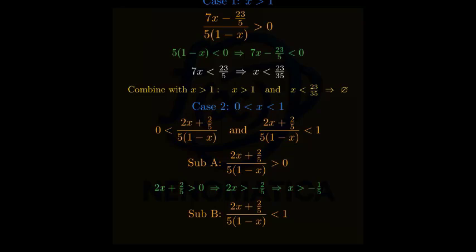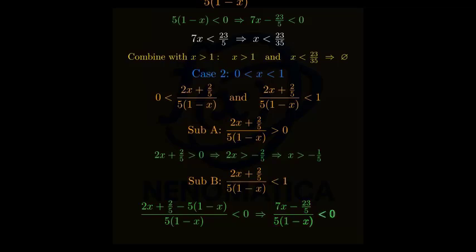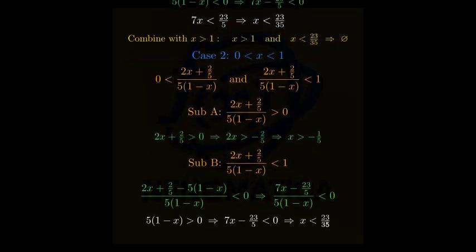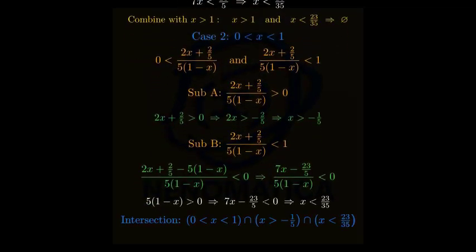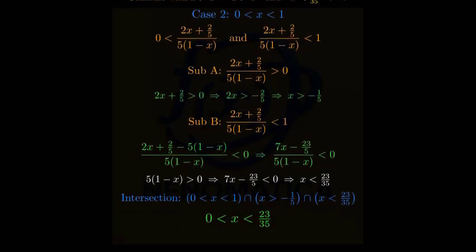Now intersect all conditions for case 2: 0 less than x less than 1, x greater than minus 1/5, and x less than 23 over 35. Let's show the final interval on a number line. We mark 0 and 23 over 35.